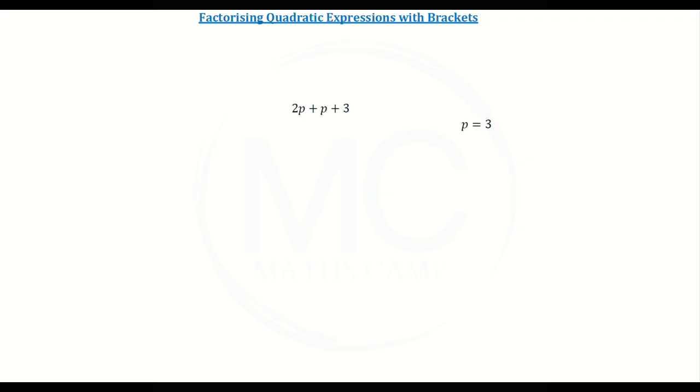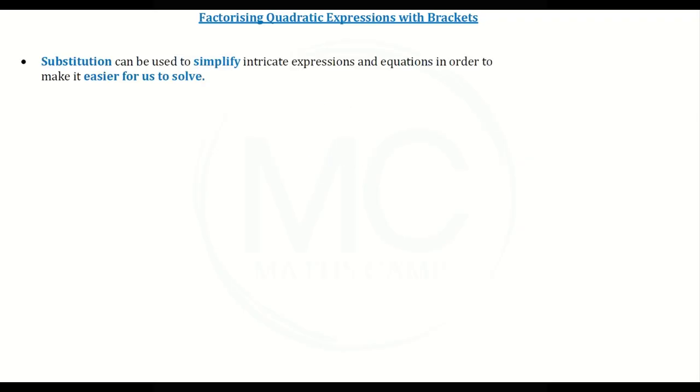Now, to solve this, we substitute 3 into the p values, and we get 2 multiplied by 3 plus 3 plus 3 again. 2 multiplied by 3 is 6, plus 3 is 9, plus 3 is 12. And you solve and get an answer of 12. Substitution can be used to simplify intricate expressions and equations in order to make it easier for us to solve. Let's look at an example.